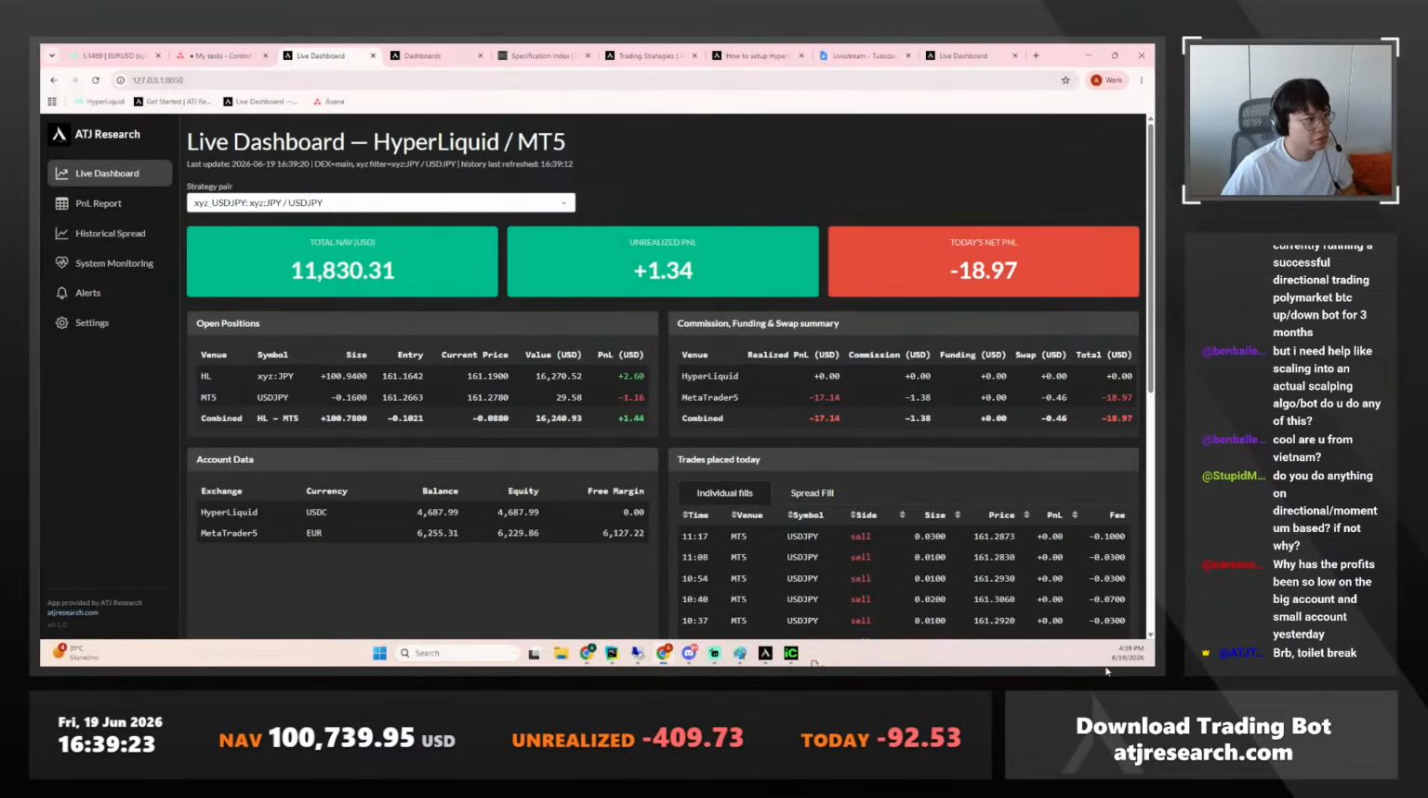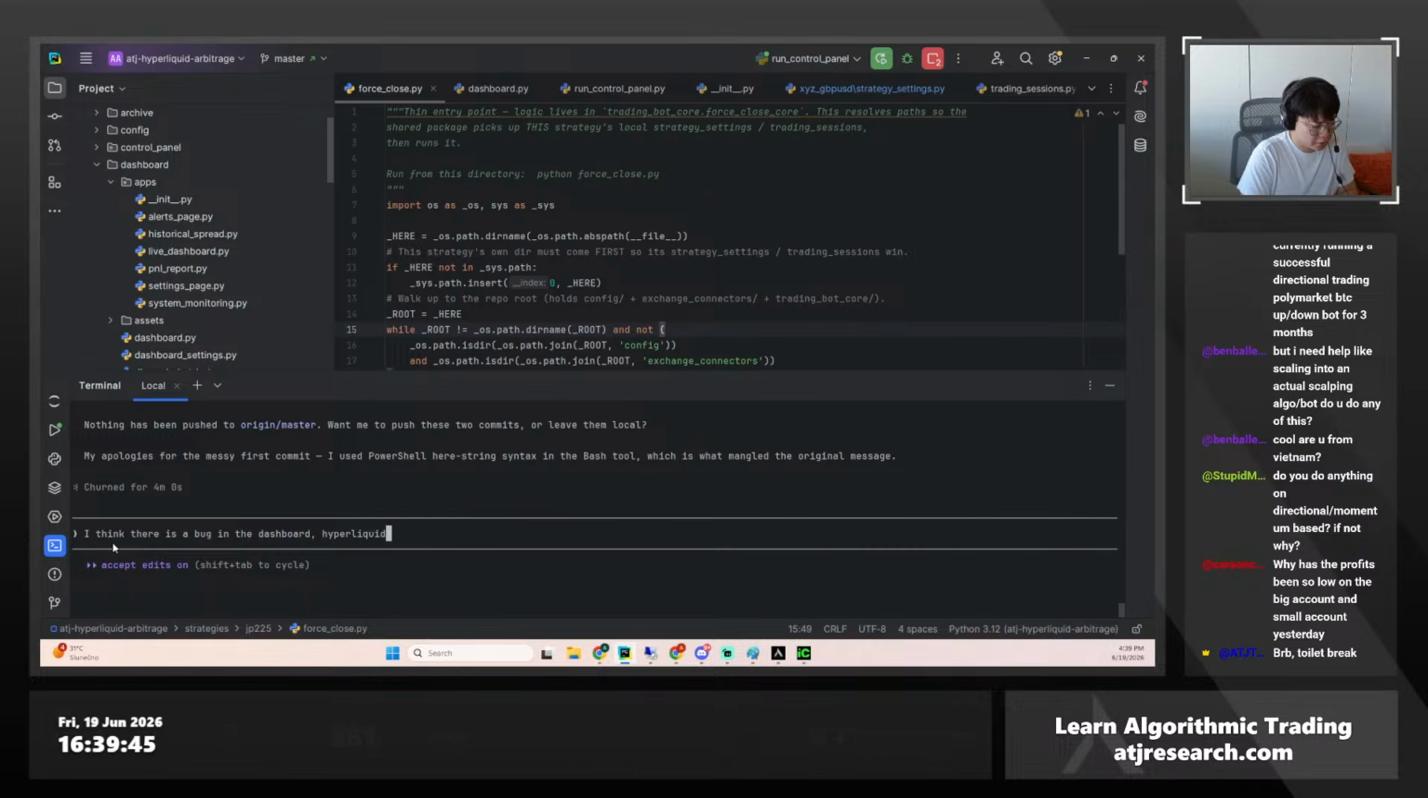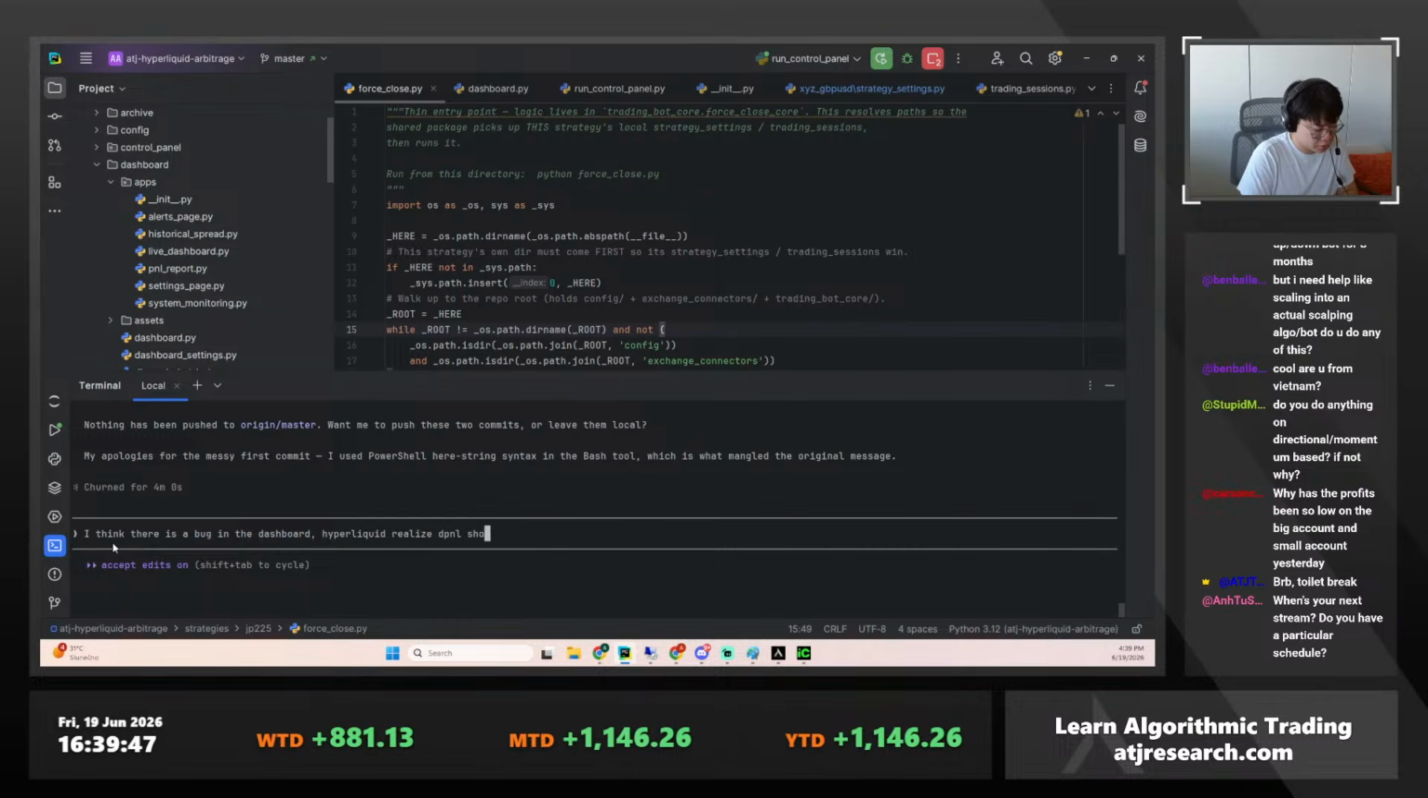Maybe I'll just report it to Claude. I think there is a bug in the dashboard. It's been happening on the other servers too. Hyperliquid realized PNL shows 0. What is the issue? Let's provide Claude with this bug so we can fix this.